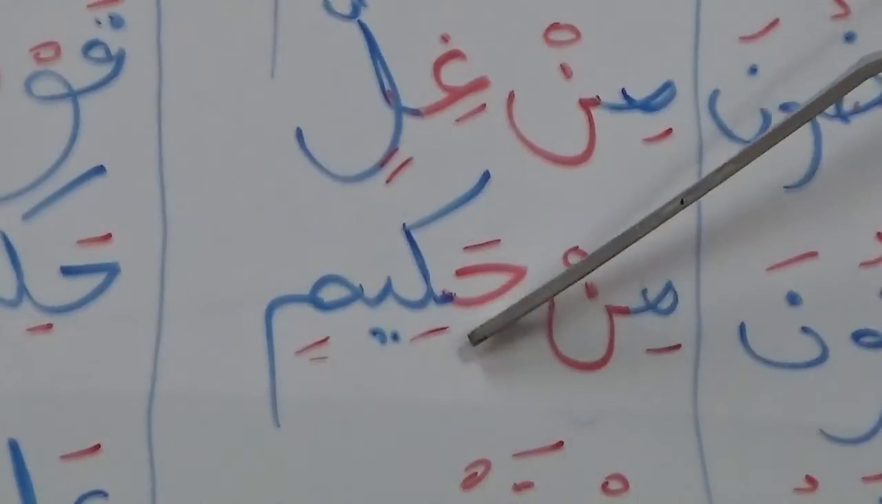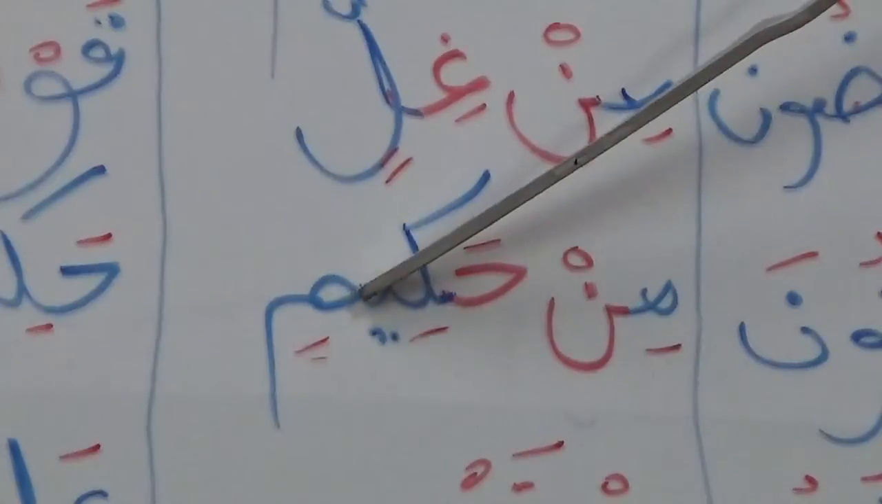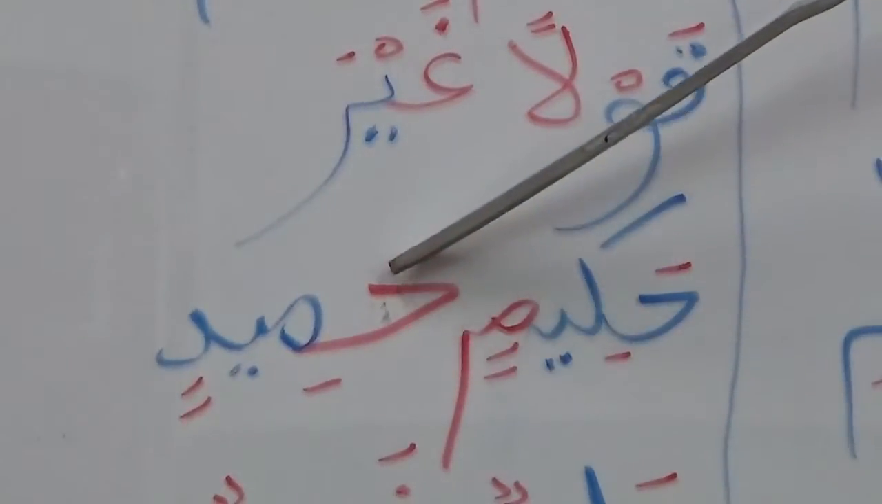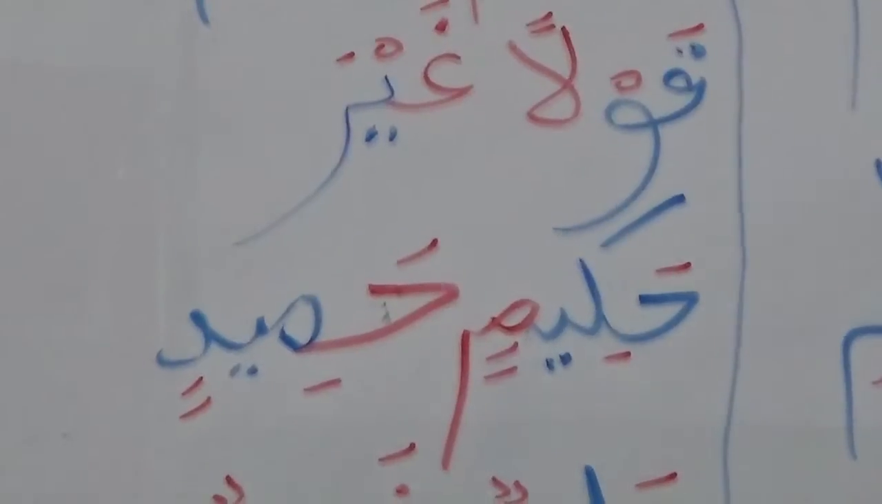Here, an example in two words. Noon that has a sukun followed by a ha. Min hakim. Naturally, right? Another example of a tanween: hakimin hamid. A tanween followed by a ha. So I read it naturally.